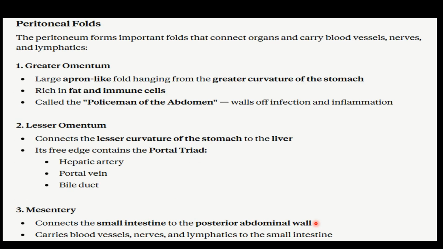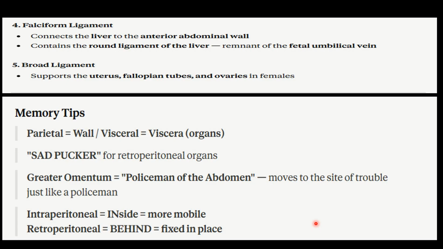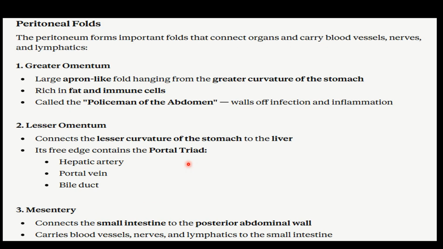Now we have learned so many things, so how will we remember them? For that I have tried my best to provide you a memory tip. We know that parietal means wall and visceral means viscera, organs, and this is a short word I tried to create for retroperitoneal organs. But here it's not that difficult. Intraperitoneal starts with 'in', meaning inside, more mobile. Retroperitoneal means behind, fixed in place. Similarly, the greater omentum is the policeman of the abdomen, because it moves to the site of trouble just like a policeman. Okay, so these are all the things I planned to discuss in this session.